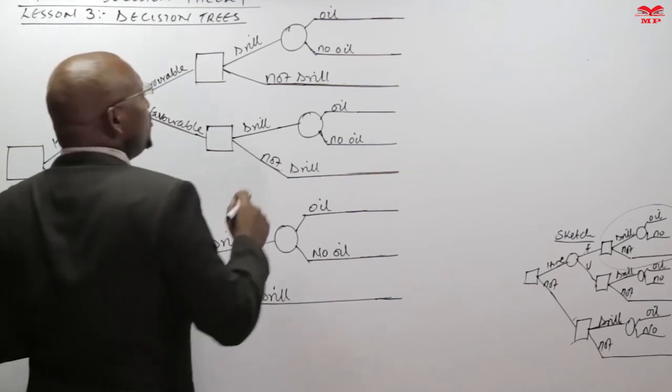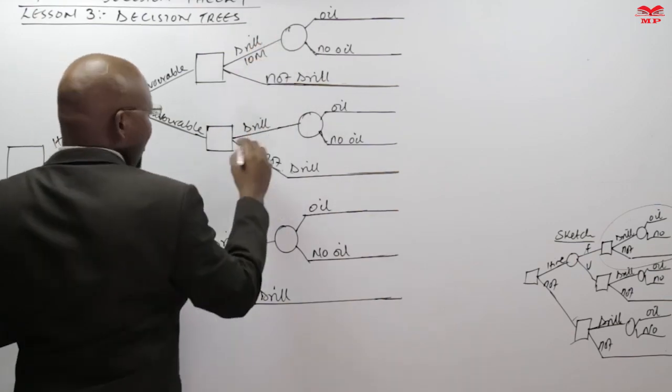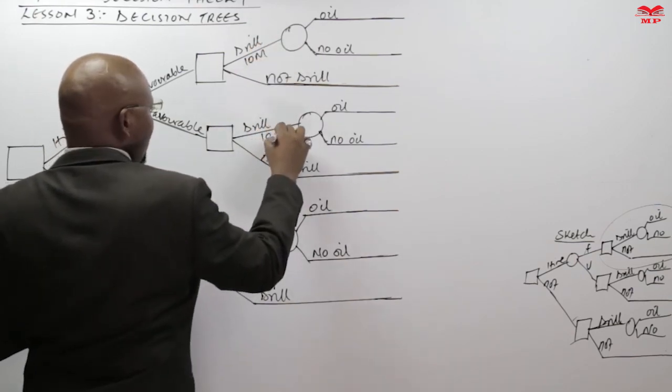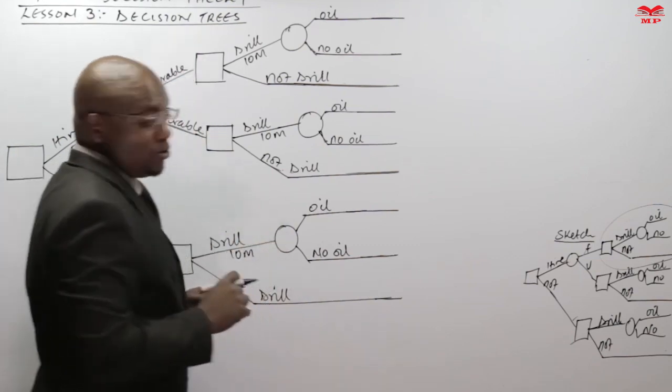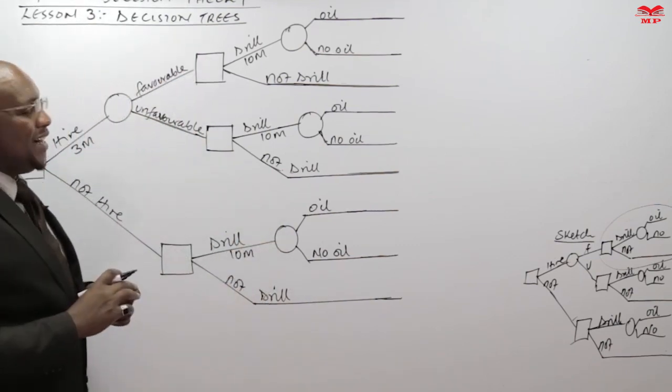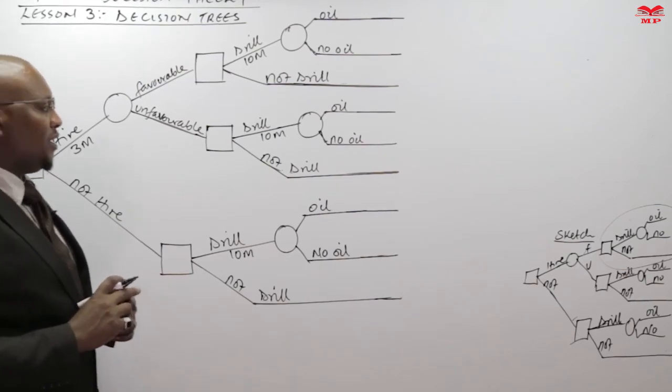Like for example, if you drill, you're told we are going to incur 10 million. So here we have 10 million. Here we have also 10 million for drilling. Here we have 10 million. So in case we are drilling, we are going to incur 10 million. If you're not drilling, there is no cost we are going to spend. And that's all about the decision.